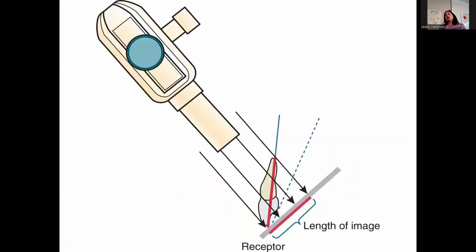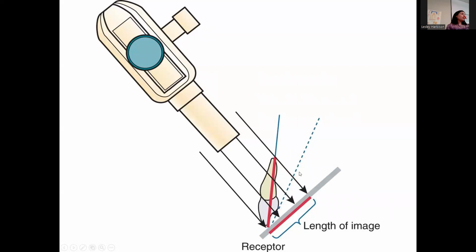And this, did I put these in or did the book put these in? I don't know. But this kind of shows in red that this length is shorter than this length because your angle is too steep. You can see this is the bisector here, this dotted line, and the central ray is not perpendicular. So that's where more distortion came.